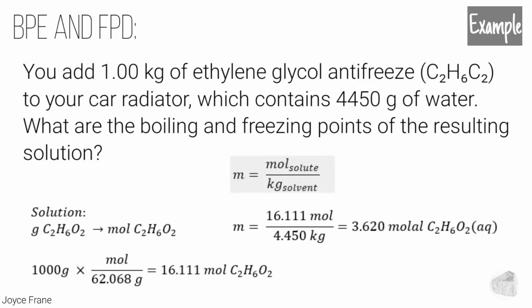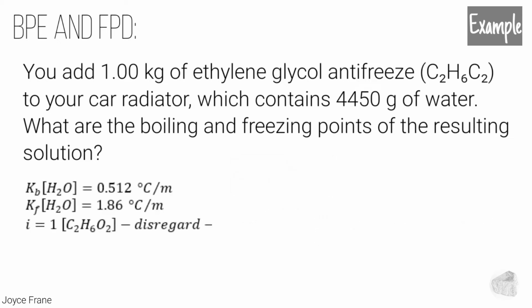We can now answer this simultaneously, both via boiling and freezing points. Just to recapitulate, our dissociation factor is disregarded since it is only 1. The molal boiling point constant for water is 0.512 degrees Celsius over molal, and the molal freezing point constant of it is 1.86 degrees Celsius over molal.